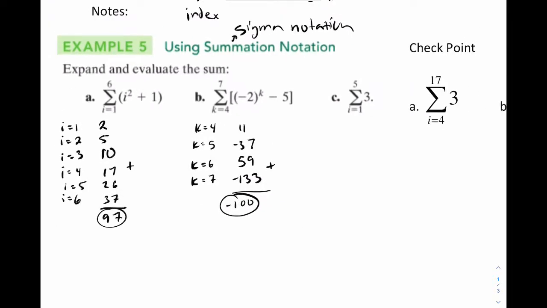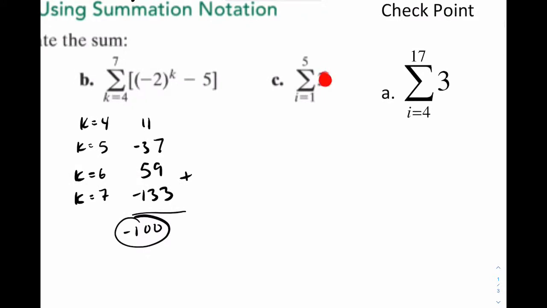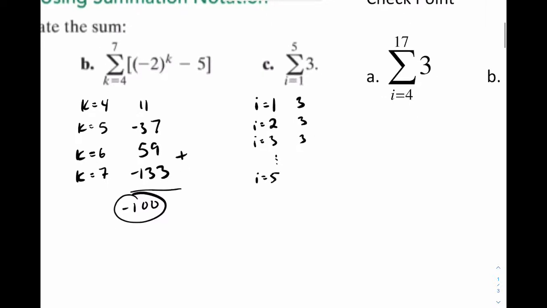Now for the final one, notice this one's kind of unique. There's no variable here. So that's interesting because that means if you plug in 1, you get 3. If you plug in 2, you get 3. If you plug in 3, you get 3. And you stop at 5. So all you have to do is simply think, well, what's 5 times 3? And that would be 15.